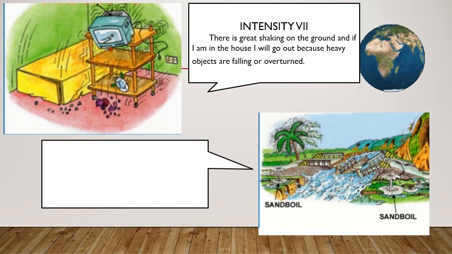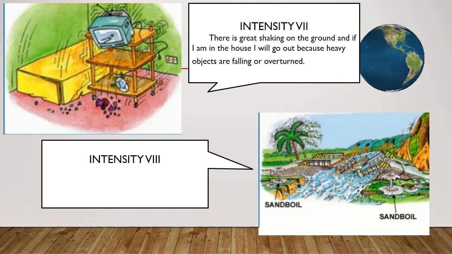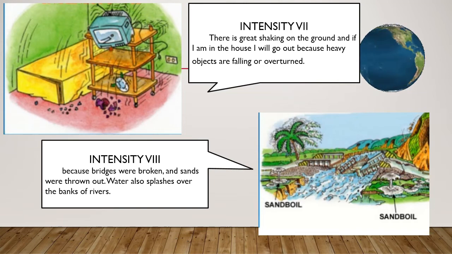The next picture, what intensity do you think is this? This is intensity level 8. Very good. Because bridges are broken already and sand and water are already flashing over the banks of the river. Very good.